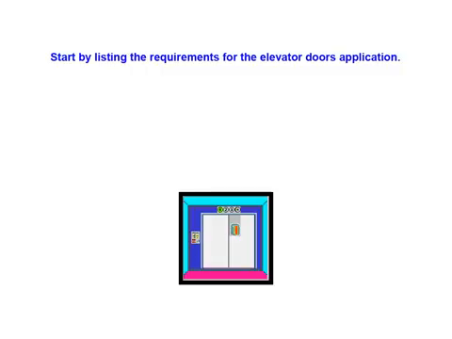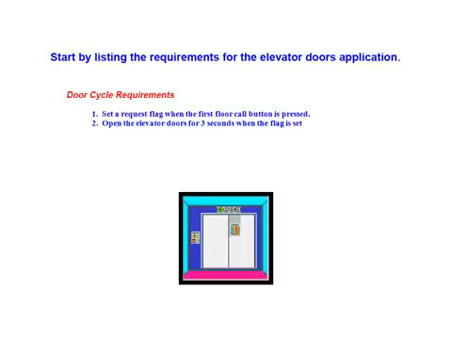We will start by listing the requirements for the elevator doors routine. For the purpose of this demonstration, we will disregard the position of the elevator and consider it to always be at the appropriate floor. The first requirement is that we set a door cycle request flag when the call button is pressed. Once the flag has been set, we open the elevator doors for 3 seconds.